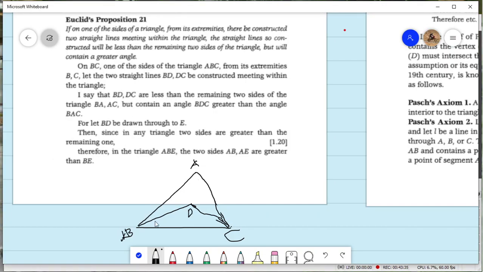So it is claimed that BD plus DC will be less than BA plus AC. But angle BDC would be greater than angle BAC.